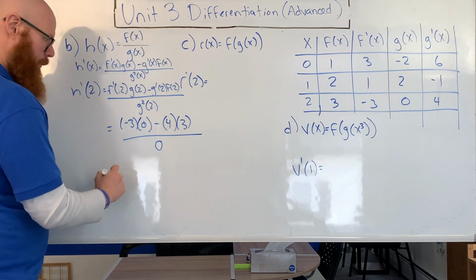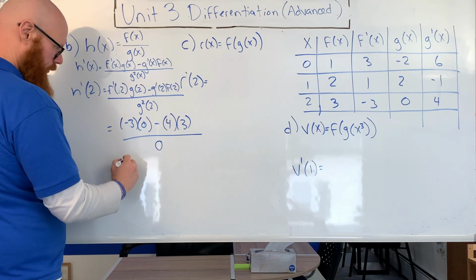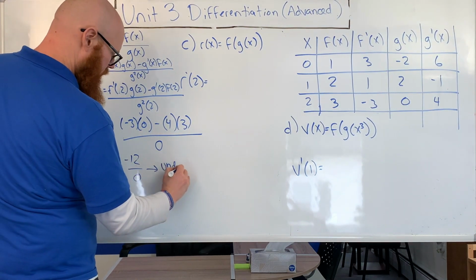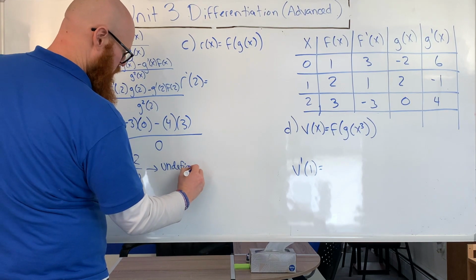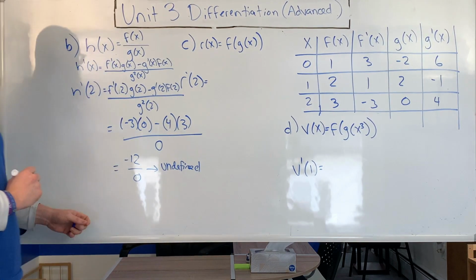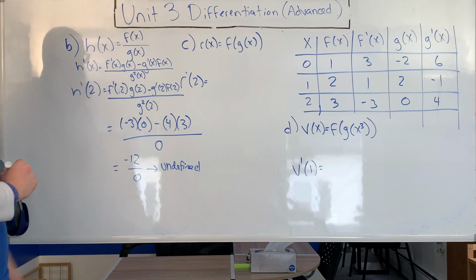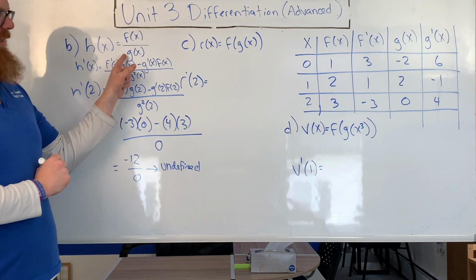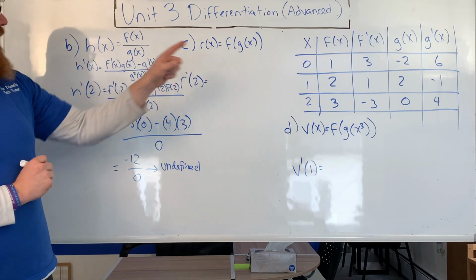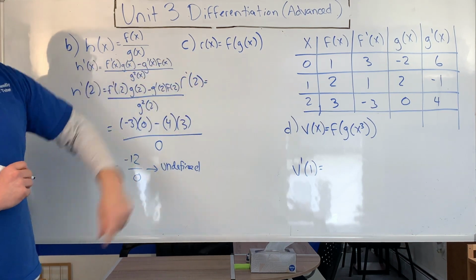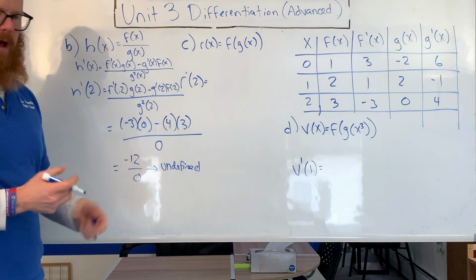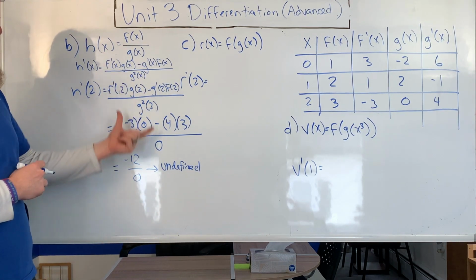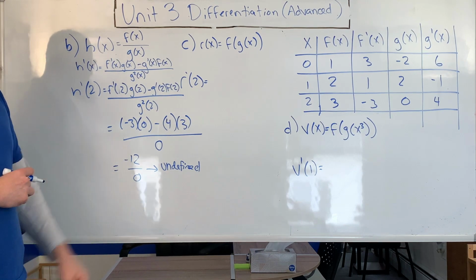So what we end up with here is 0 minus 12, so we get negative 12 over 0, which is undefined. Which means it is not differentiable, all right? Which I guess we could have seen from the beginning if we just looked at the fact that g of 2 was 0. We would have known right away. But I also wanted to go through this just so you could see how you would solve a problem like this, all right? So we do get undefined.